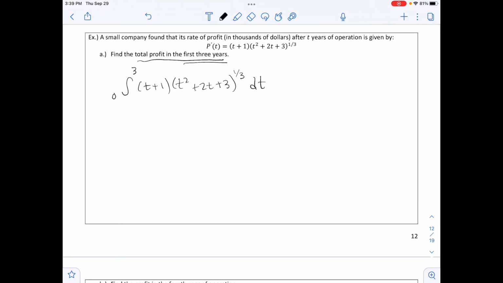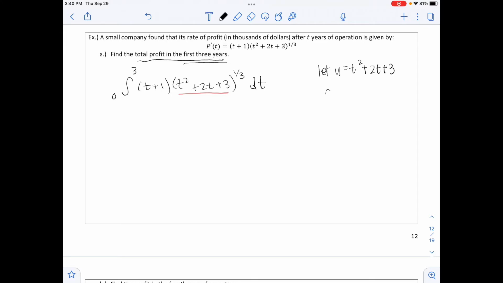And so now integrating this, I'm going to let u equal my inside function, since I have an inside function and also an outside function. The inside function is going to be the part that's raised to the exponent. So I'm going to let u equal t squared plus 2t plus 3.